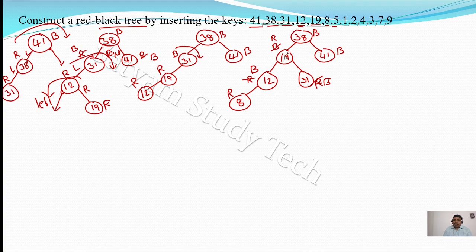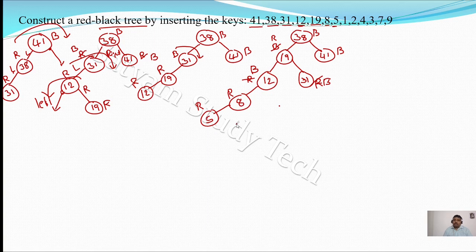Where can you add the 5? Here, 5 is the left of 8. Here also it is a red color. Again you can see that a red violation is there, but in this case the parent of 5 is 8, and there is no sibling. That means there is no right child for the 12. No sibling exists, so you have to perform rotations only.